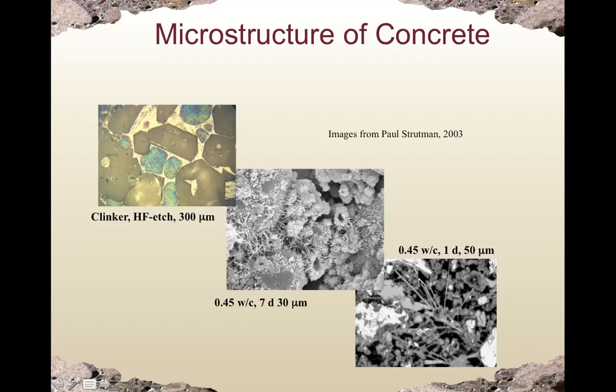This is another sample. Again, the black color is pores, empty pores. The white color is unhydrated cement. The gray color is hydration product, including CSH and ettringite. So based on the picture, we can also estimate the porosity.